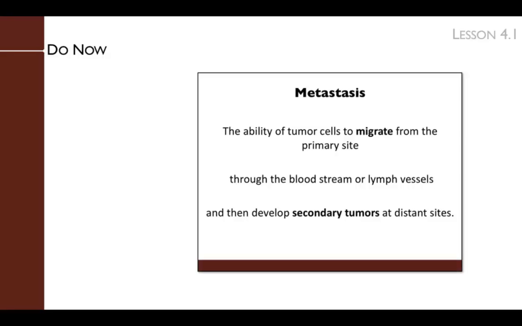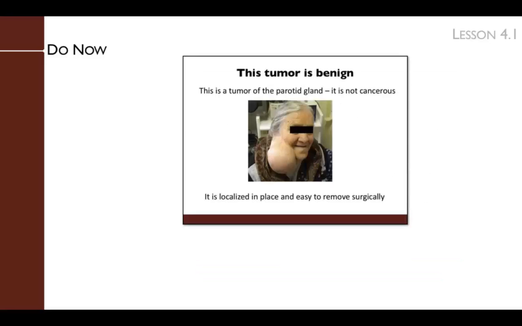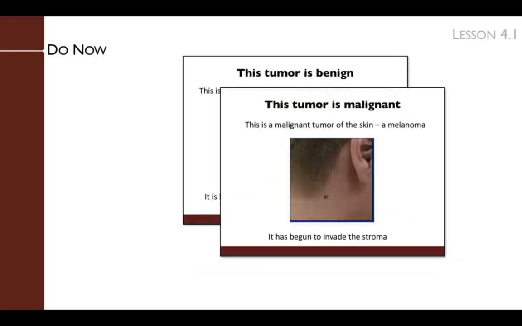A key point in this lesson is the definition of metastasis. Note that metastatic tumors are different from malignant tumors because they can travel through the bloodstream and develop a secondary tumor somewhere else in the body. In fact, metastatic tumors are a subset of malignant tumors. Next, we compare a benign tumor to a malignant tumor.